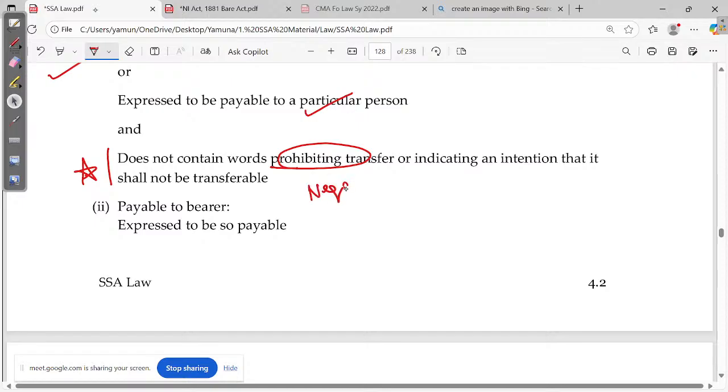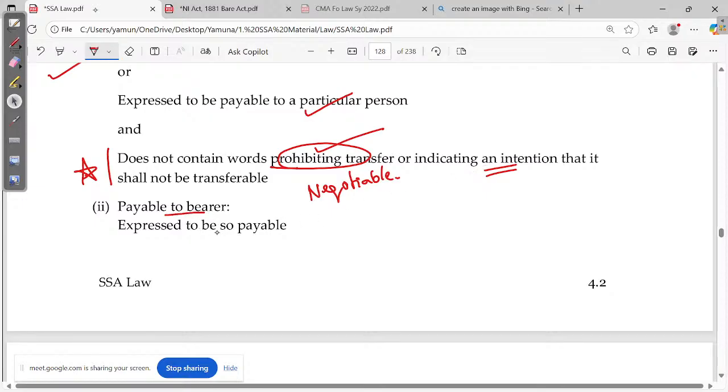Please highlight. What do you mean by negotiable? Basically transferable. Am I right? Negotiable means transferable, please take it to your mind. If you are mentioning that transfer is prohibited, then how can you say this is a negotiable instrument? So probably you are prohibiting transfer, or saying that it should not be transferable. Now you cannot say this is a negotiable instrument, so it should not be presented that way.